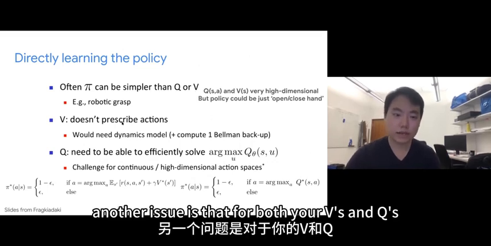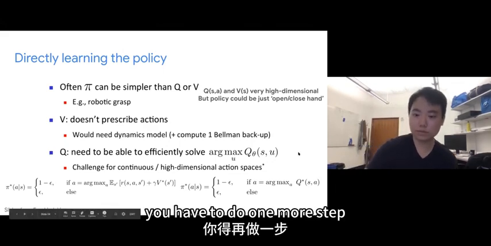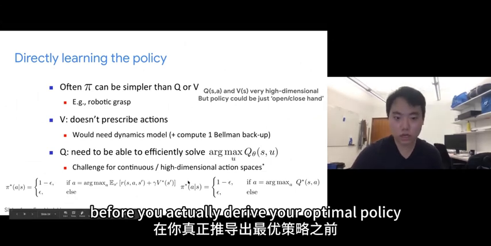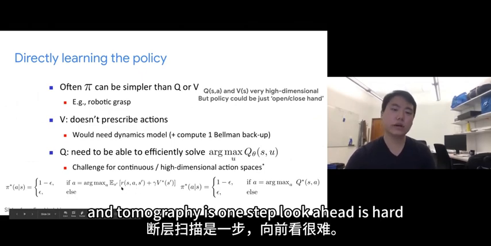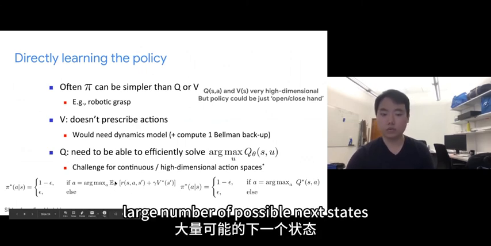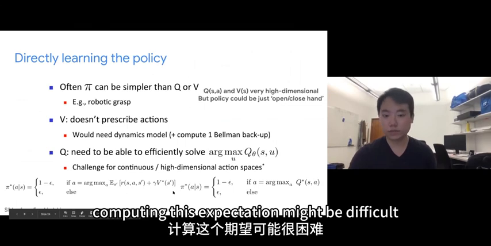Another issue is that, for both your V's and Q's, once you compute them, you have to do one more step before you actually derive your optimal policy. We saw that for V stars, you do one step lookahead. And sometimes this one step lookahead is hard if you have a very large number of possible next states that you could transition to. Sometimes computing this expectation might be difficult.